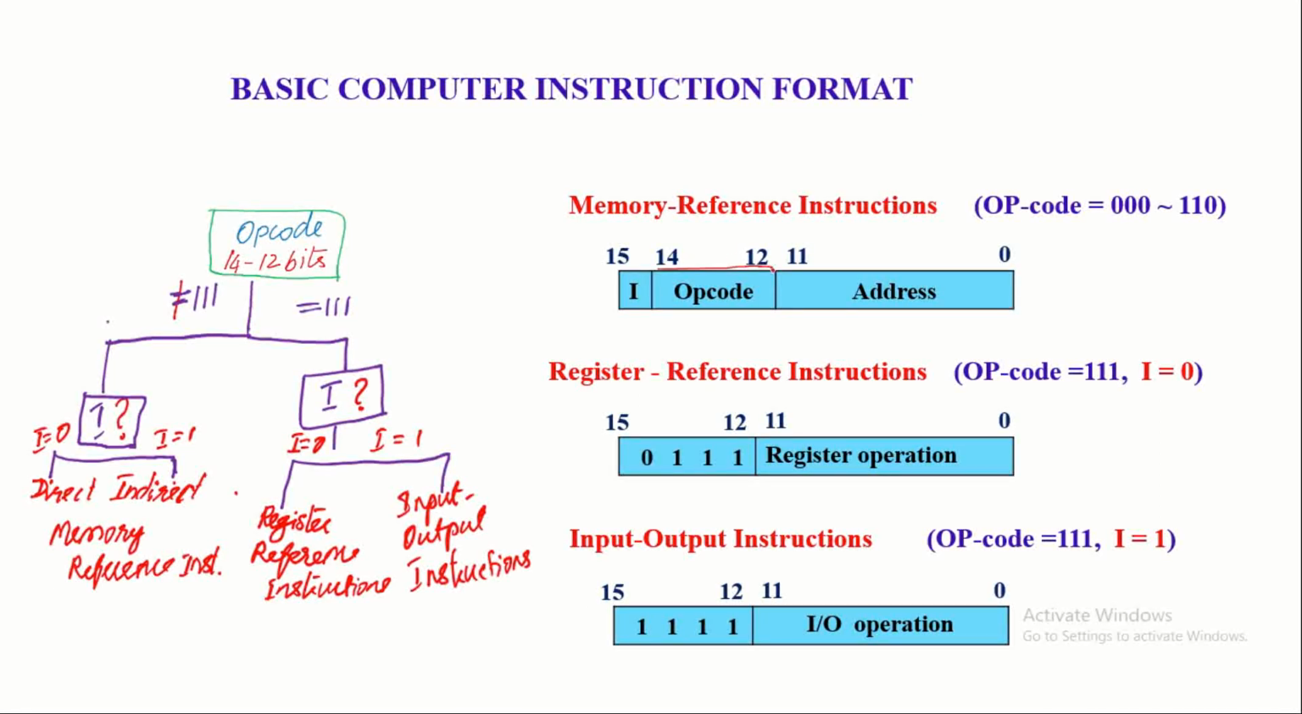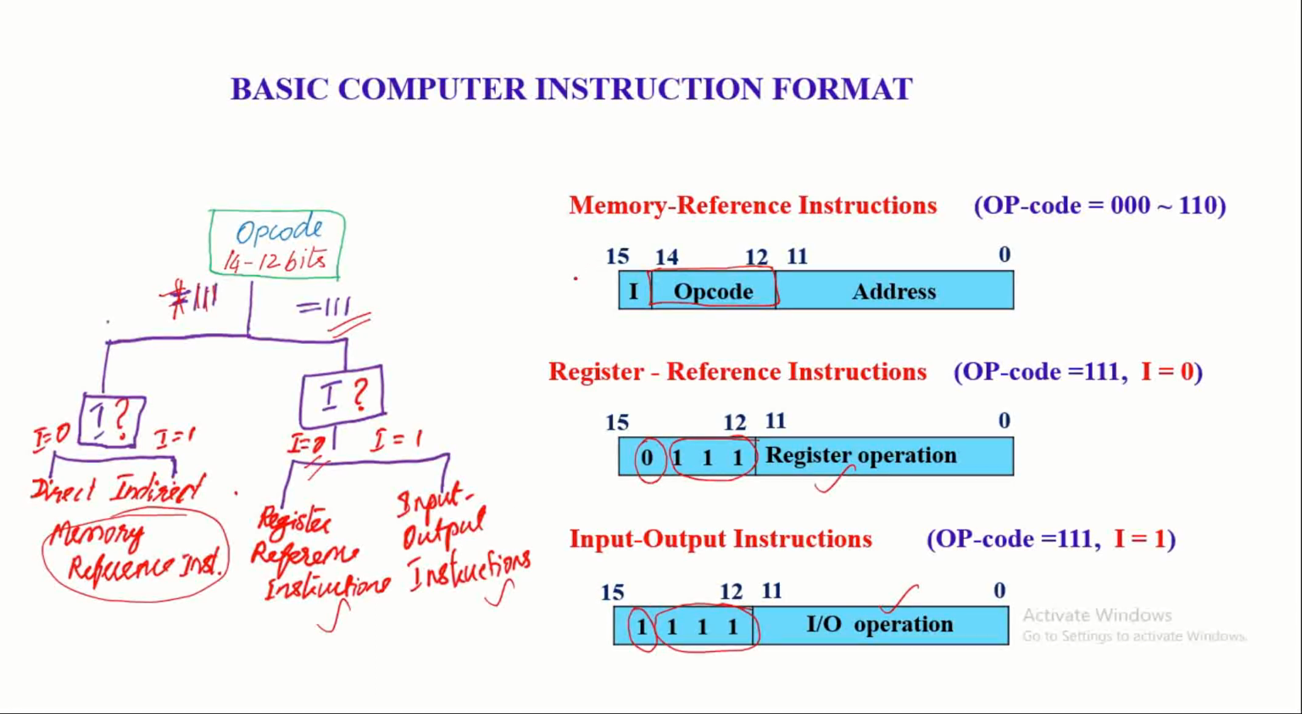If bits 12 to 14 of the instruction, that is the opcode part, are not set to triple one, then it can be of type memory reference. And if bits 12 to 14 of the instruction are equivalent to triple one, then it can be register reference or IO operation. How can we determine whether it is a register or IO instruction? Based on the I bit value. If the 15th bit is equivalent to 0, then it is known as register reference, and if it is equivalent to 1, then it is known as IO.